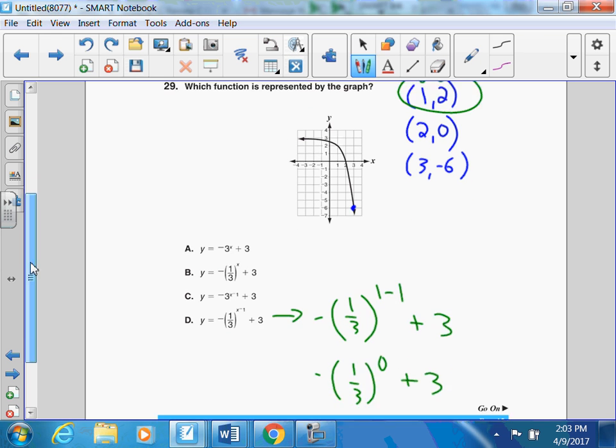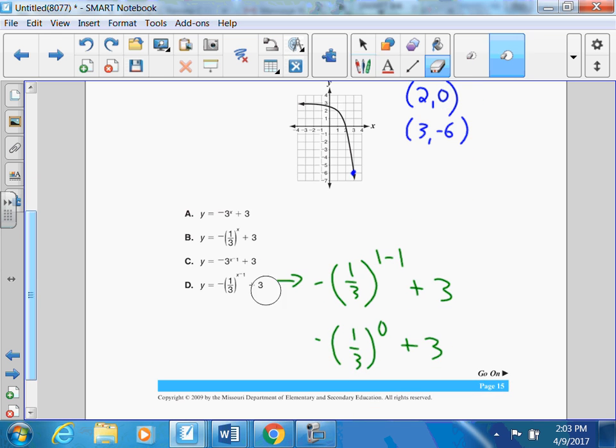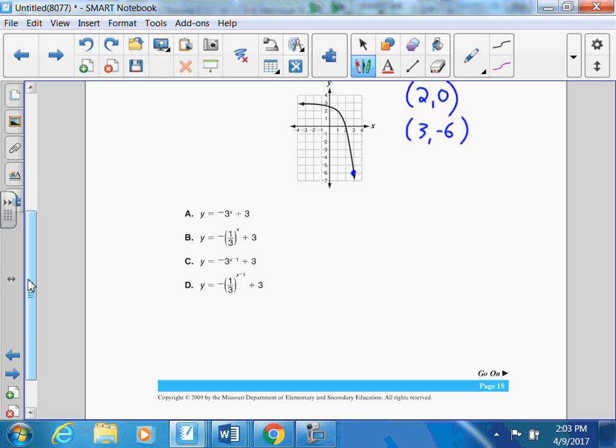Now we're going to check the next ordered pair, (2, 0), and we've got to check it for C and D. So we plug in 2. First, we're going to do C. -3 to the 2 minus 1 power, and then +3. 2 minus 1 is 1, so you've got -3 to the first power +3. Then you take 3 to the first power, which is 3, and then attach your negative. It'd be -3, and that's going to give us 0, which does work for (2, 0).